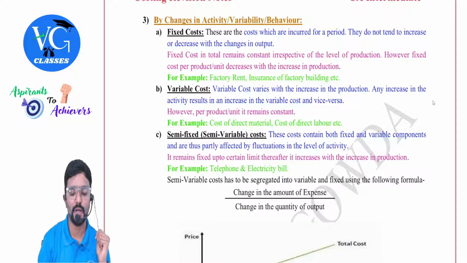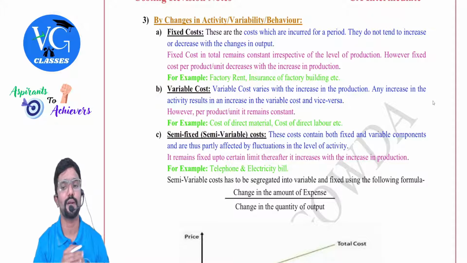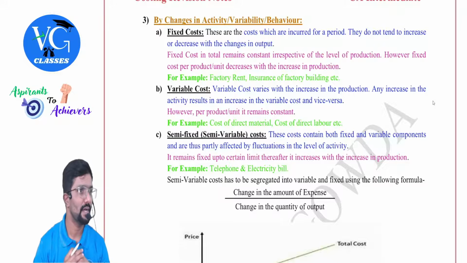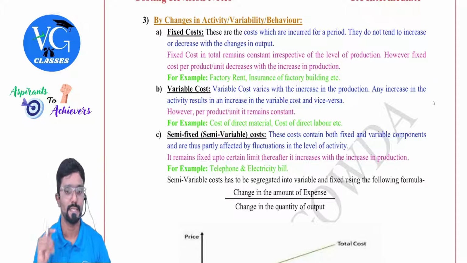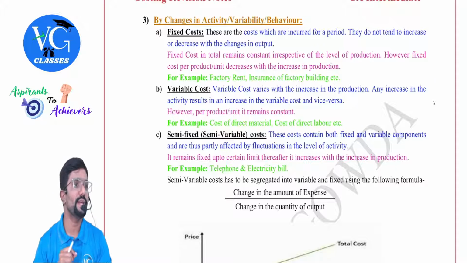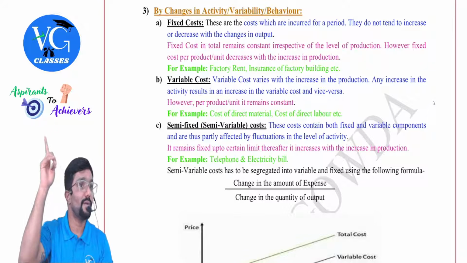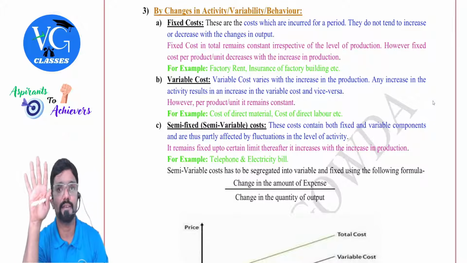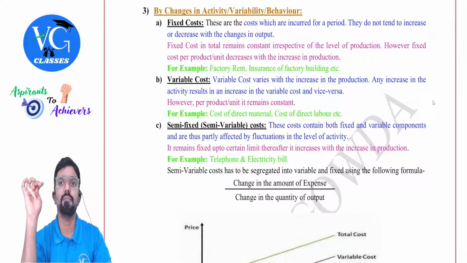Then coming to variable cost. Observe the keywords: variable cost varies with the increase in production. Any increase in activity results in an increase in the variable cost and vice versa. Clear? And if you want, you can also write total. Increase in what? Total variable cost. However, per unit, variable cost will remain constant. Examples: cost of direct material, cost of direct labor, etc. The example I gave was direct labor. For each unit, how many hours do we need to work? 5 hours. For each hour, what is the payment? 100 rupees. So direct labor cost is 500.